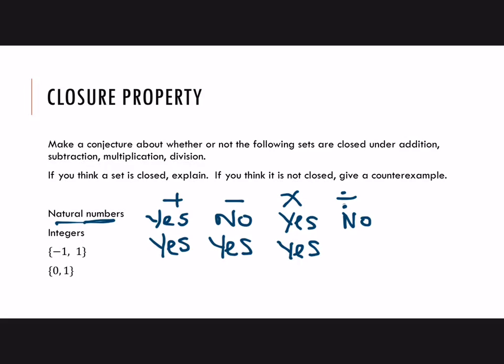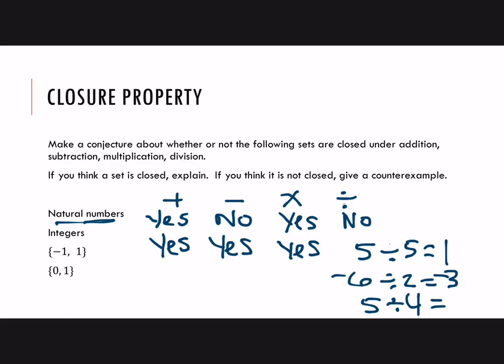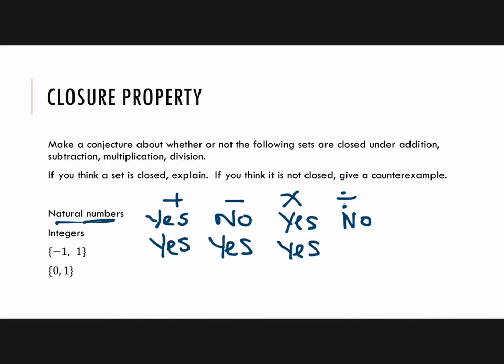And division. 5 divided by 5, 6 divided by 2. We could even do -6 divided by 2. Okay, those are integer answers. However, something like 5 divided by 4, not an integer. So it is possible to divide and not get integer answers. So not closed under division.